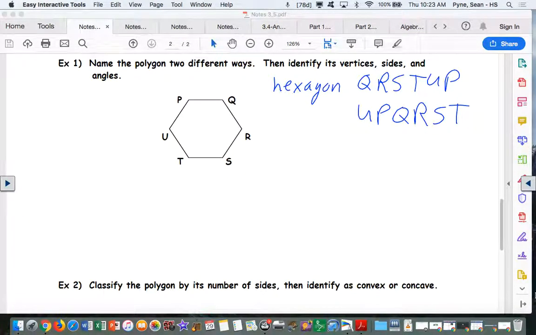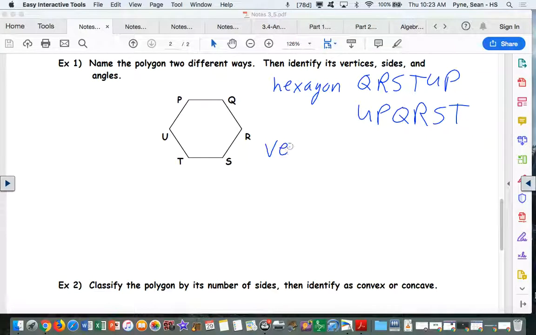But could you go the other way also, like U, T? Yep. You don't have to go clockwise all the time. I just do clockwise, that's my thing, but you don't have to. You just have to make sure you're staying in order. So if I start at T, I have to go in order. I can't go T, Q, and jump.